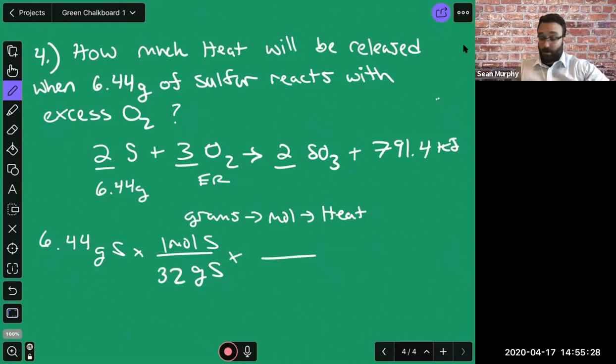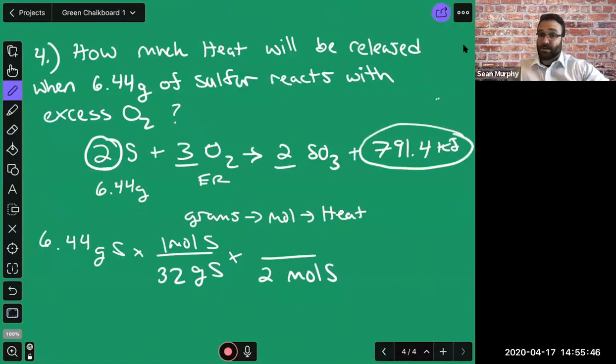Now, this is the tricky part. Don't let this mess you up. How many sulfurs are there? We know that moles of sulfur is going to go on the bottom, but this is where we make the handoff. There are 2 sulfurs for how much heat? This is the second part in which people make mistakes. The first mistake, people always forget to put a 2 there based upon the coefficient. The second mistake is students do this.